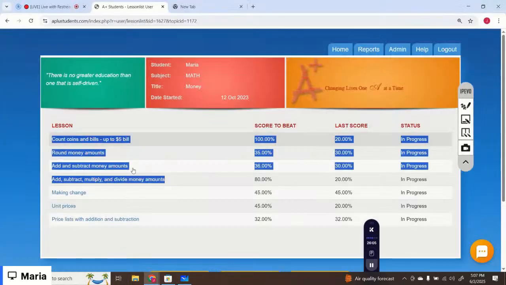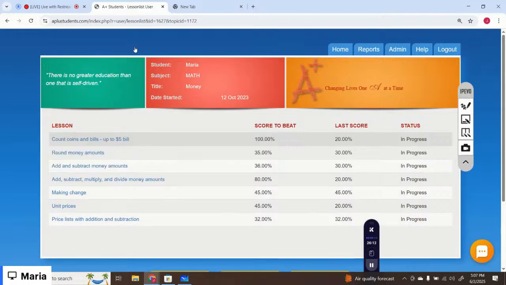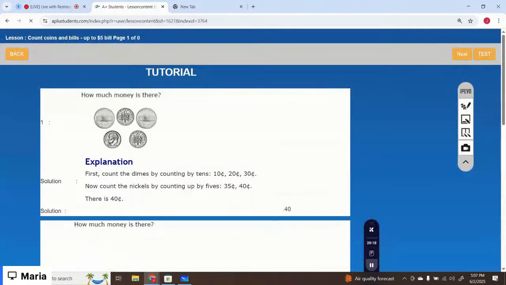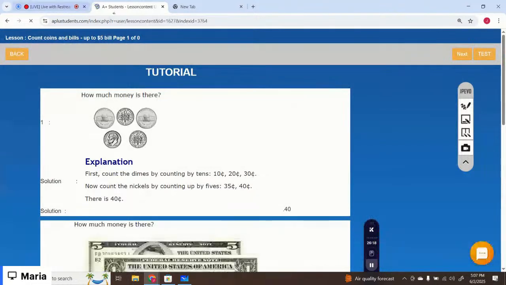Here I am on page 4 math, chapter on the library. Let's start with the lesson that is count coins and bills up to $5. How much money is there? So we need to count the coins, right?